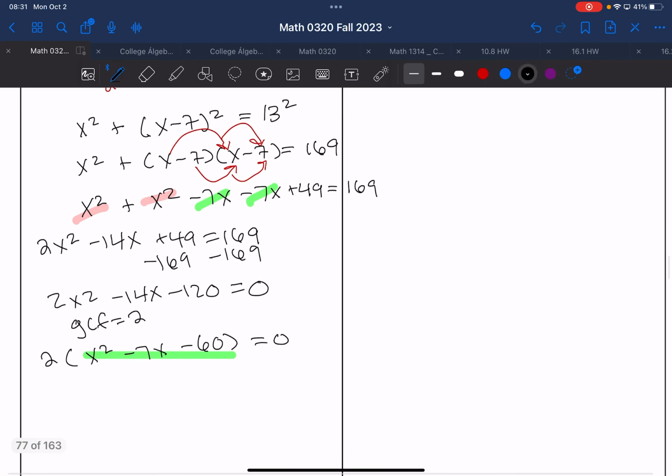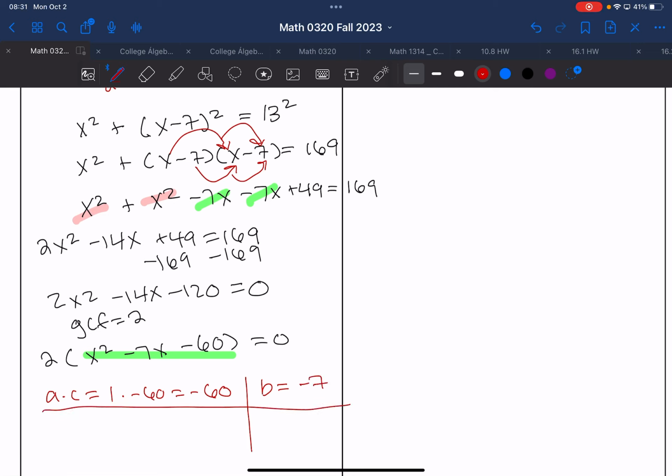Okay, so using that AC method, A times C, I'm going to have 1 times negative 60, which is negative 60. And what's my B value? Negative 7. So I need two numbers that multiply to negative 60 but add to negative 7. What would be those two numbers? 12 and 5. Good, 12 and 5. Which one's negative? 12. So negative 12 times 5 gives us a negative 60. But if I add these together, I get a negative 7, meaning I'm using the numbers negative 12 and positive 5.